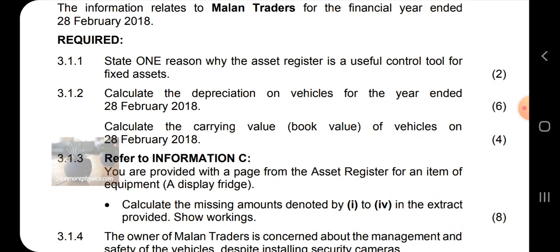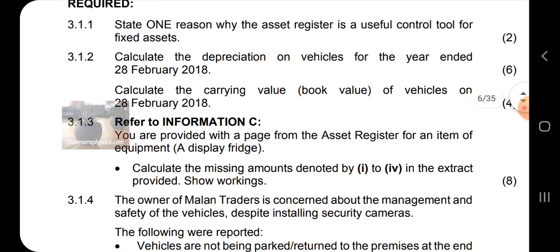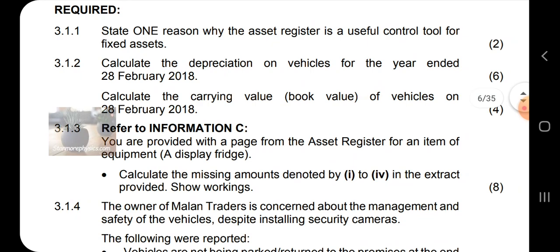State reasons why the asset register. 3.1.1 says, state one reason why the asset register is a useful control tool for fixed assets. Because it helps with the verification of assets for balance sheet purposes. We have our balances there, and we are able to know the balances of the assets, and that is very useful for the balance sheet because assets are recorded at cost.